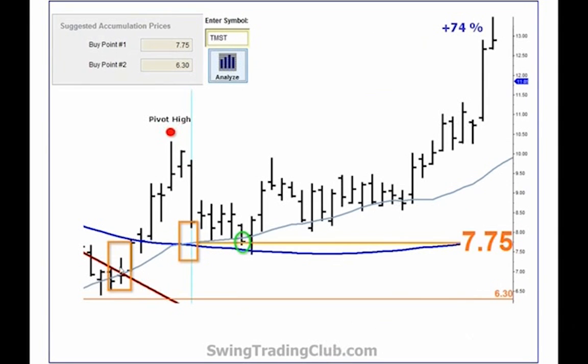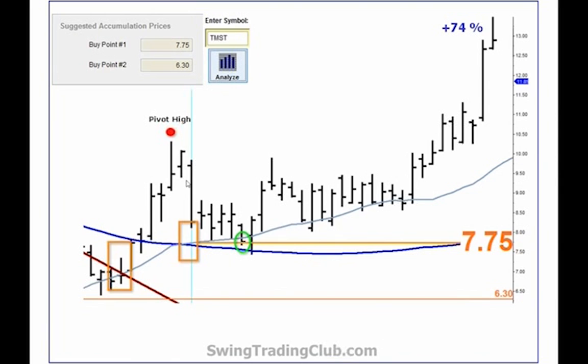Here's another example. We're getting our trend line break, our moving average crossover. You learn the 2 moving averages that work with this strategy in the training. There's our pivot high. We get our computed buy points, and again, this one only picks up the first one, but it goes on to work.